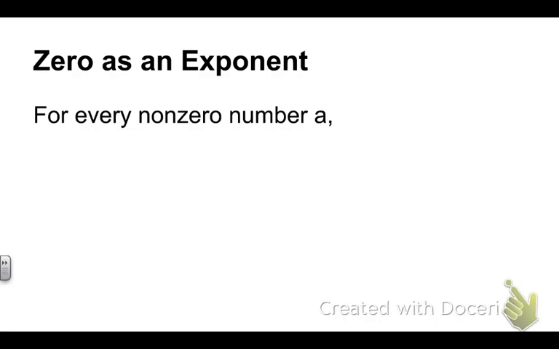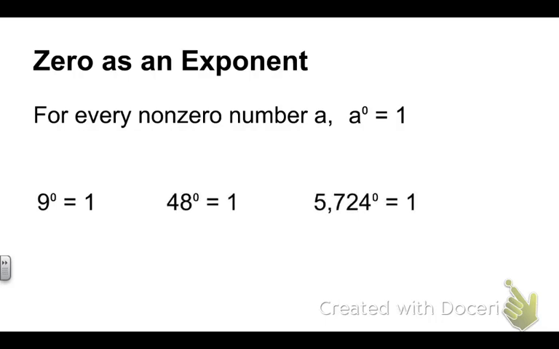All right, so to go back to your notes here, 0 is an exponent for every non-zero number a. So when your variable is anything but 0, and you raise it to a power of 0, it's always going to be 1. So 9 to the 0 is 1. 48 to the 0 is 1. 5,724 to the 0 power is 1.